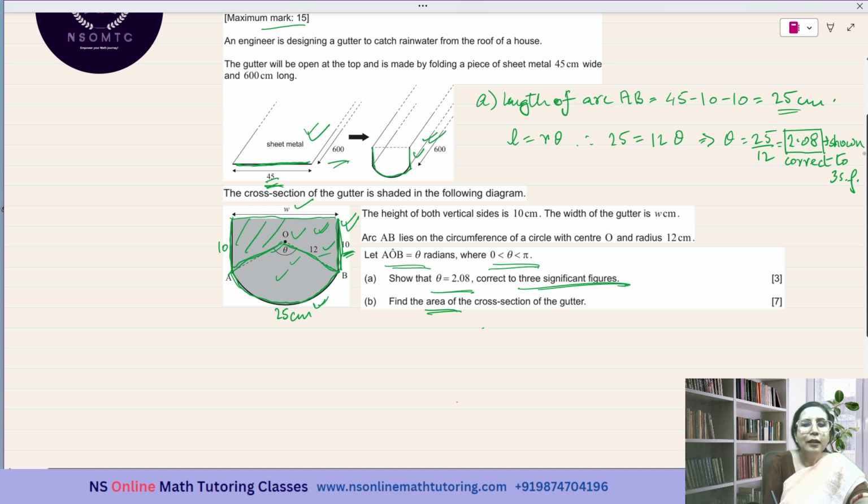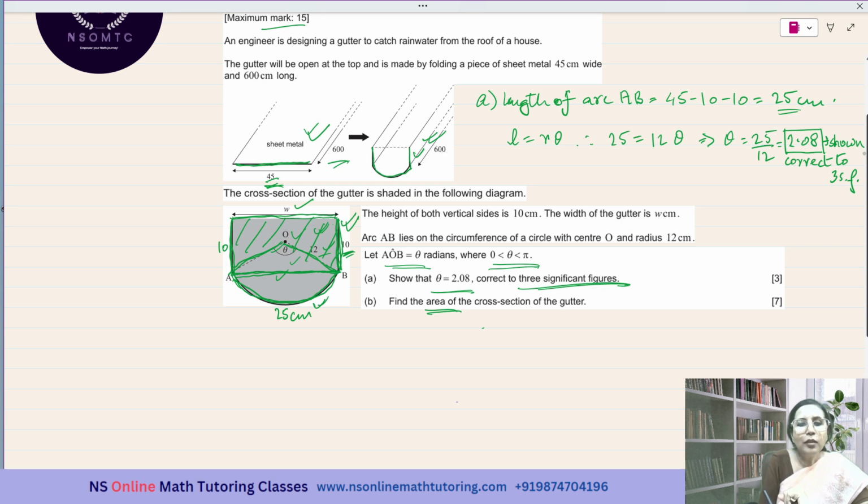And this is neither a rectangle nor a triangle nor a circle. So what can we do? We can divide this shaded region into two portions. I can take this rectangle. I can get the area of this rectangle, and to that I will be adding the area of this segment.